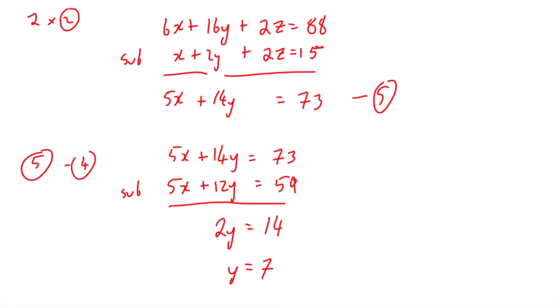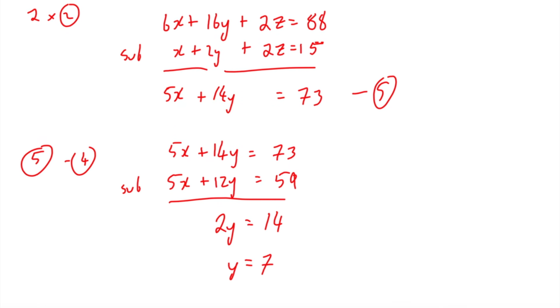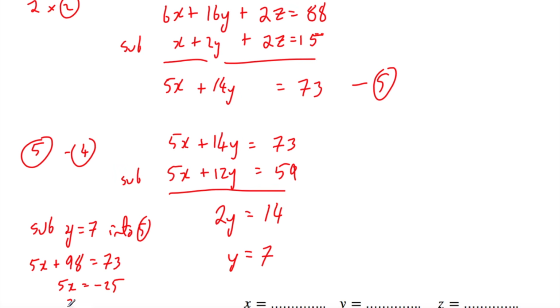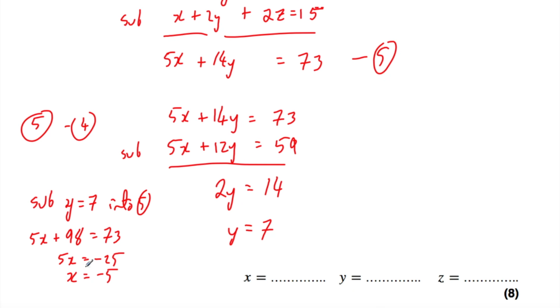Okay, now let's substitute that into either equation 4 or equation 5 to find out what x is. I'm going to choose equation 5 just because I can see it here. So let's sub y equals 7 into equation 5 and see what we get. So 5x plus 14y, and 14 times 7 is equal to 98, so that's 98, and that equals 73. Then if we take away 98 from both sides, we're going to get that 5x equals negative 25, and then if we divide by 5, we're going to get that x is equal to negative 5. So we find out that x is equal to negative 5. Okay, that's fantastic. We now know that x is equal to negative 5 and y is equal to 7.